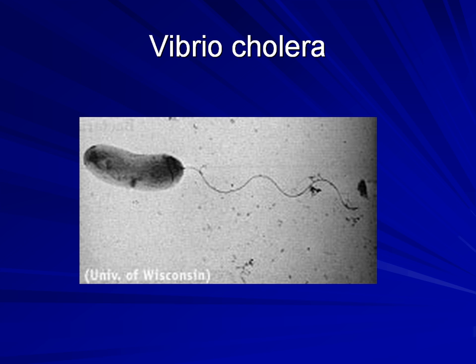Another organism you should be familiar with is Vibrio cholera. You need to know the general characteristics of Vibrio cholera. Again, you can see this is a unipolar flagellum on the organism, easily recognizable. But you should be able to describe the general characteristics of Vibrio cholera.